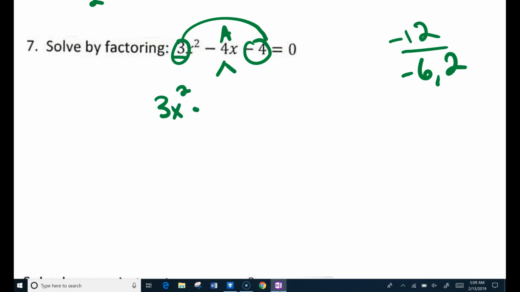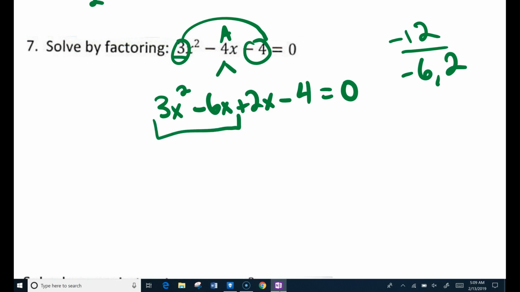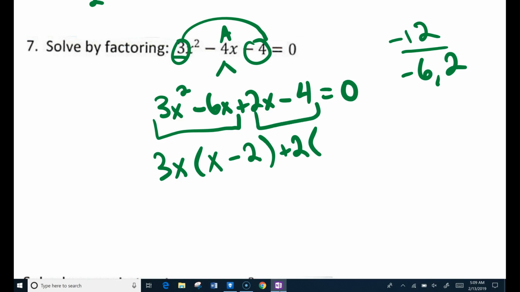So I rewrite 3x squared. I split the middle term into minus 6x and plus 2x, and I rewrite my last term. Then I group. I take my first two terms, and I'm going to pull out a GCF of 3x. So I'm left with x minus 2 in the parentheses, and then I'll pull out a positive 2 from the next set. So I'm left with x minus 2 as well. When you're doing factor by grouping, these should always be the same factor.